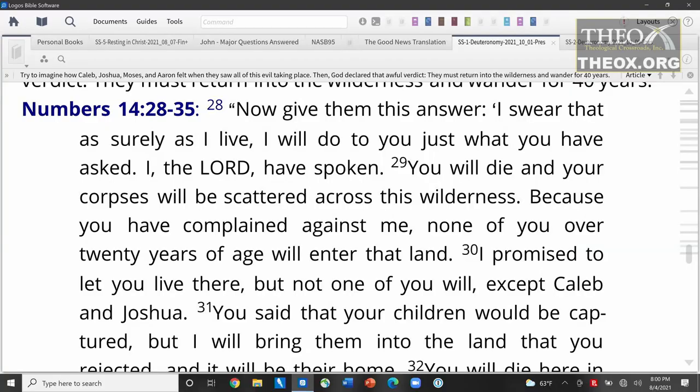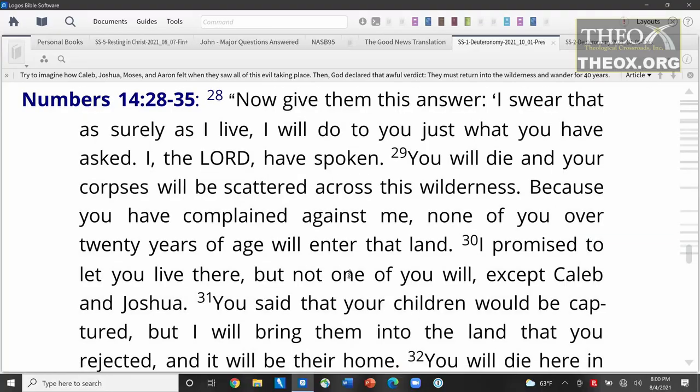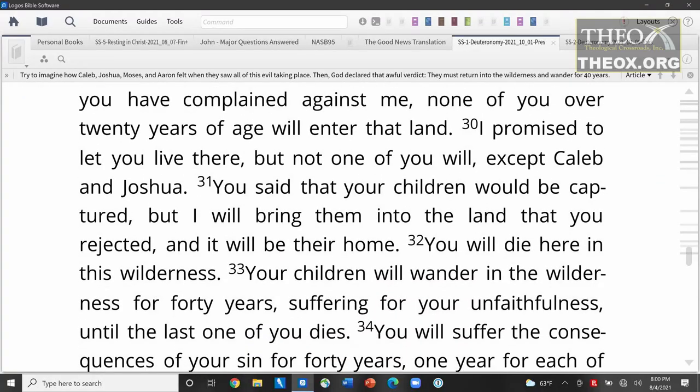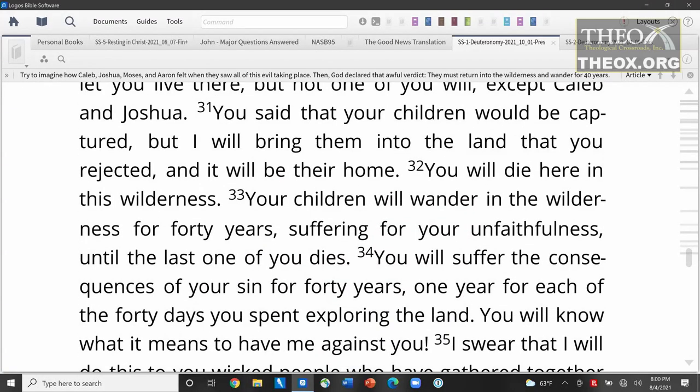"Because you have complained against me, none of you over 20 years of age will enter that land. I promise to let you live there, but none of you will except Caleb and Joshua. You said that your children will be captured, but I will bring them into the land that you rejected, and it will be their home. You will die here in this wilderness. Your children will wander in the wilderness for 40 years, suffering for your unfaithfulness, until the last one of you dies." I wonder how long that would take. 40 years, apparently. He predicted it exactly, didn't he?